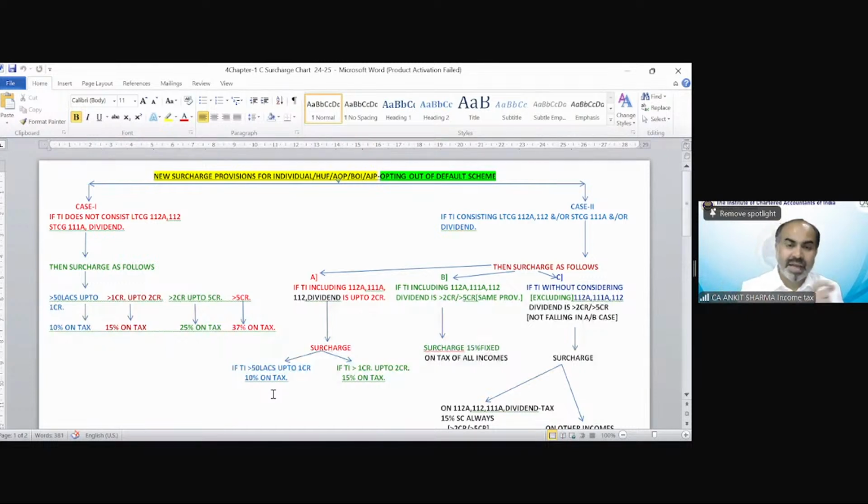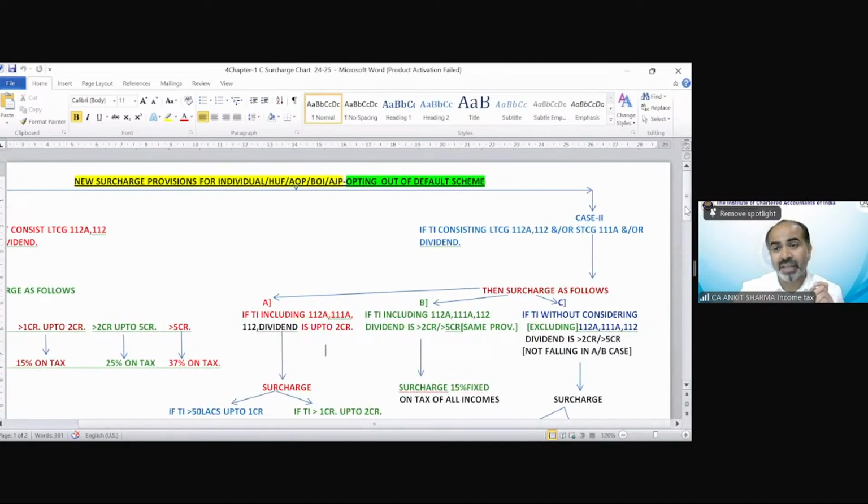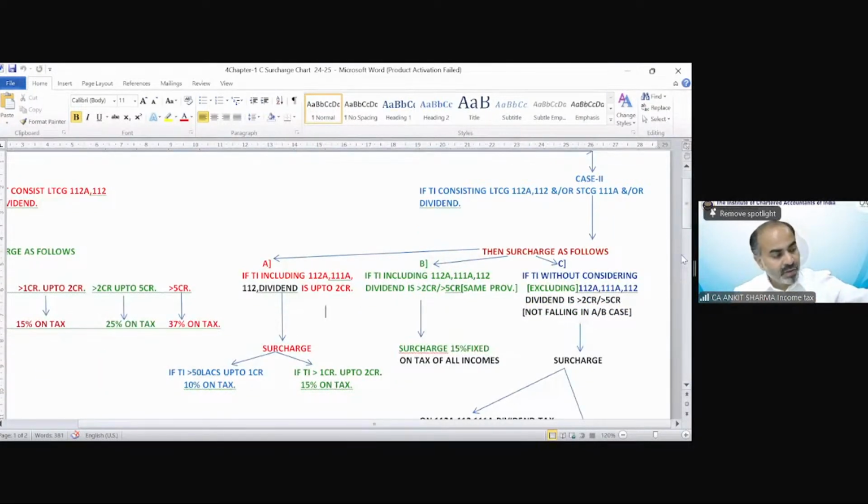And it would be the same: if more than 50 lakh up to 1 CR, 10%. If it is more than 1 CR, it would be 15% up to 2 CR. Now, if after including these incomes, your TI exceeds 2 CR or 5 CR, then the surcharge provision would be similar for all. Again, it would be 15% on full tax. The surcharge provision will be changed only if C category provisions are applicable. Only in that case, the surcharge provision would be changed. Because in this category, the surcharge rate on a special category of income, 112A, 111A or 112, would be different, and on other income, it would be different.